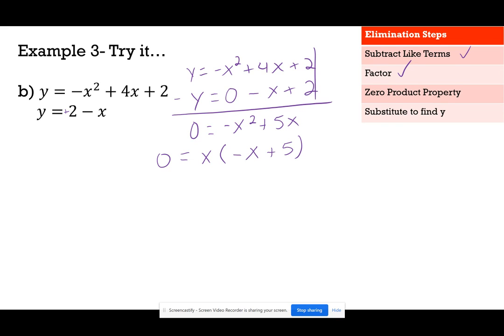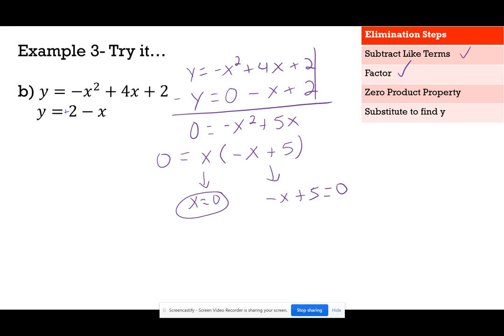So now let's go to the zero product property. This one's a little bit different because we have the x in the front. So we can take the x piece and set it equal to 0. So x equals 0 is one possible solution. And then we take what's in parentheses, negative x plus 5, and set it equal to 0.